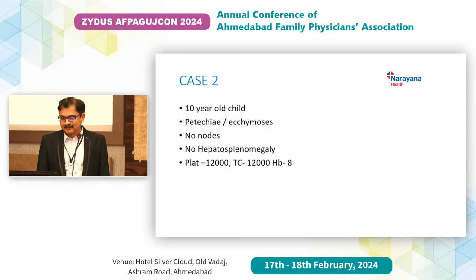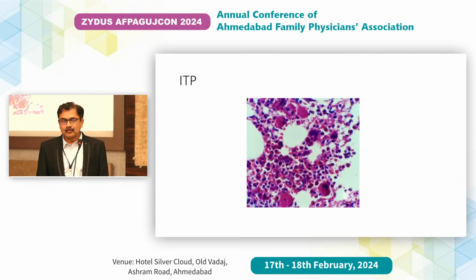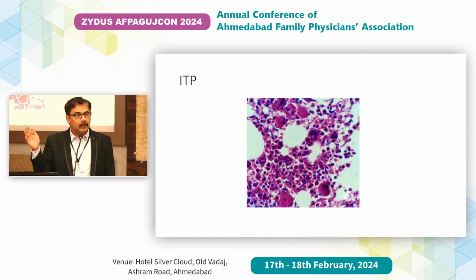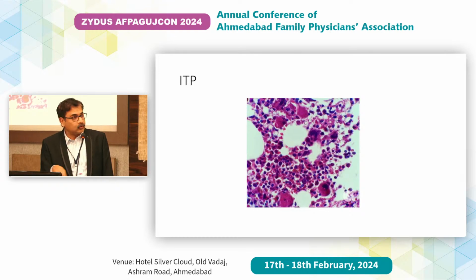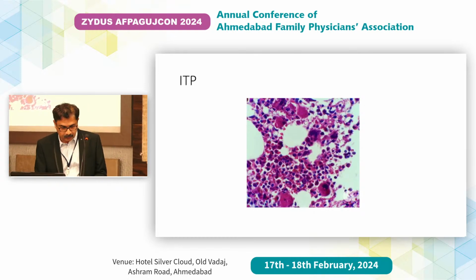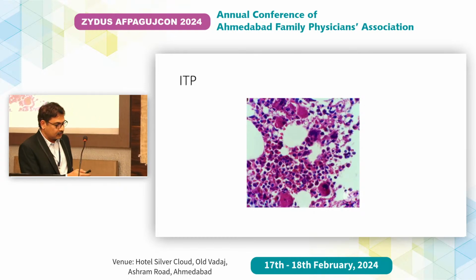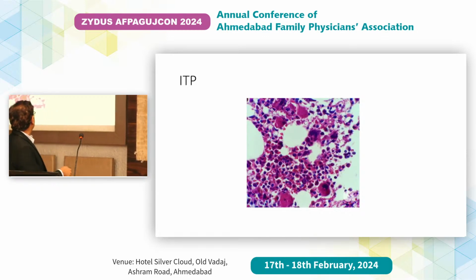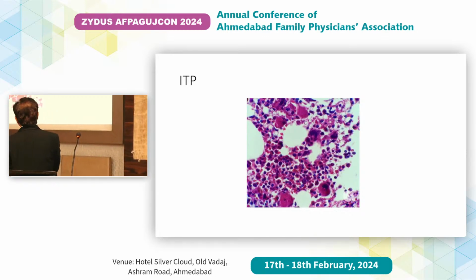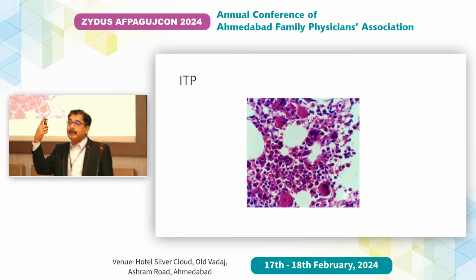Okay. Nobody here? So we did the bone marrow for this patient. Okay. So a lot of megakaryocytes. All those big cells which you're seeing there, in the center there, all these big fellows are the megakaryocytes. So in ITP, they will be increased.